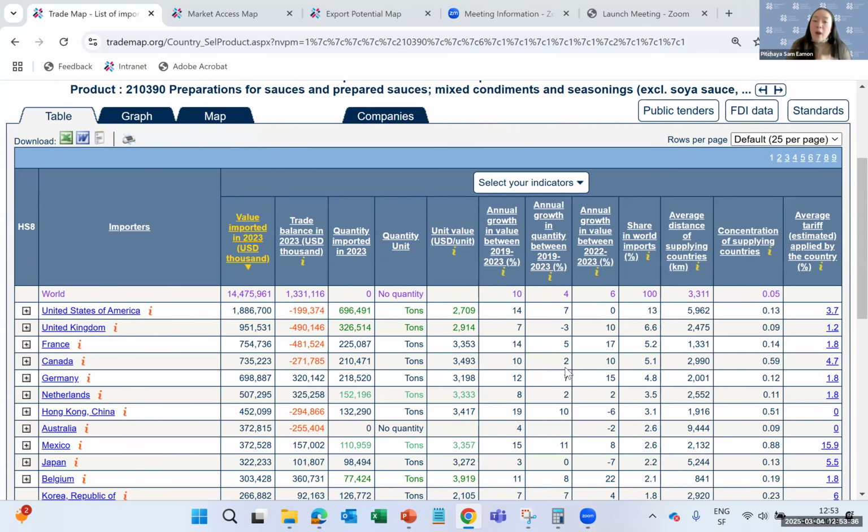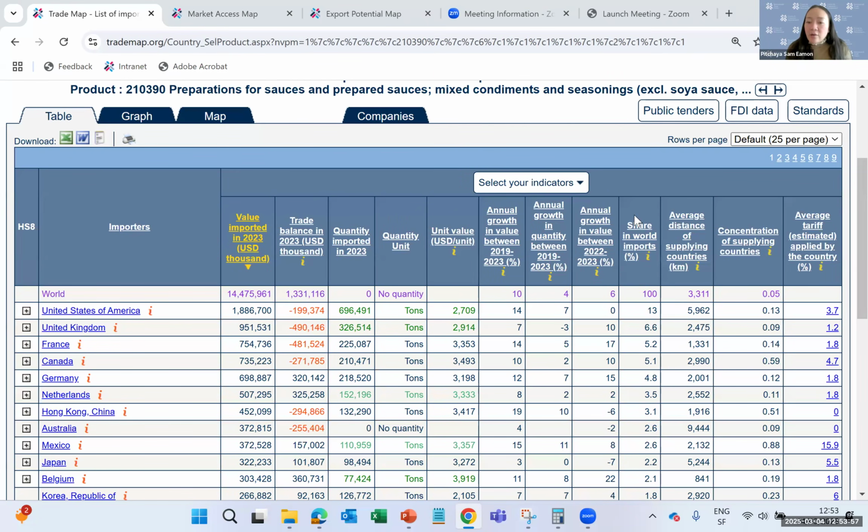And if it's the other way around, meaning the growth in value is lower, but the growth in quantity is higher, you can assume that over the last 5 years, the average unit value price has been decreasing. That's why you can get more product with less money. Okay, so let's have a look at other trade indicators.